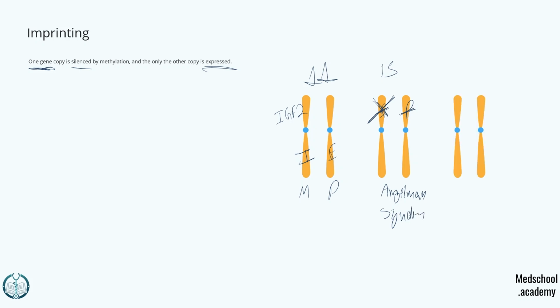So let's take another example. This is chromosome number 15. And let's say there are a few genes that are supposed to be imprinted here maternally. And on the paternal side, it's supposed to be expressed. Say this side is supposed to be expressed. But let's say these genes that are supposed to be expressed get deleted. Now what will that lead to? That will lead to something known as Prader-Willi syndrome.